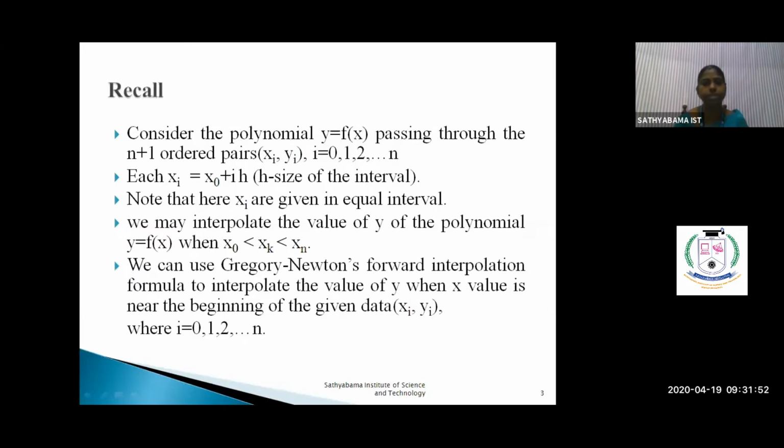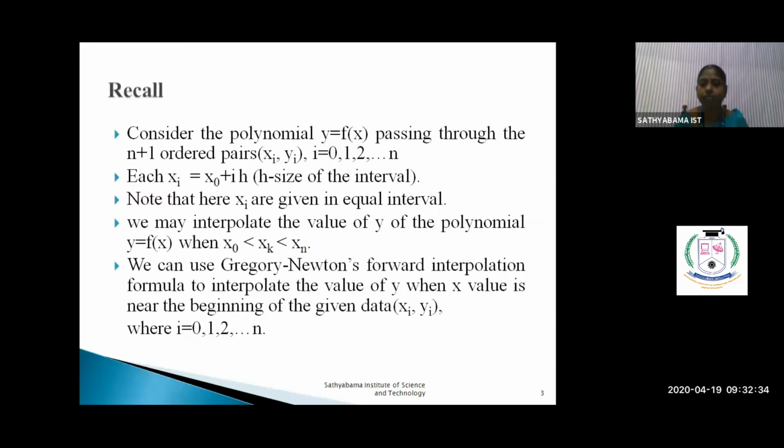For example, x1 is x0 plus 1h, x2 is x0 plus 2h, like this it goes. Note that it's very, very important: the x values should be given in equal interval. In such a case, we can interpolate the value of y of the polynomial y equal to f of x when that x value lies between the interval x0 and xn. So here xk is given, for example.